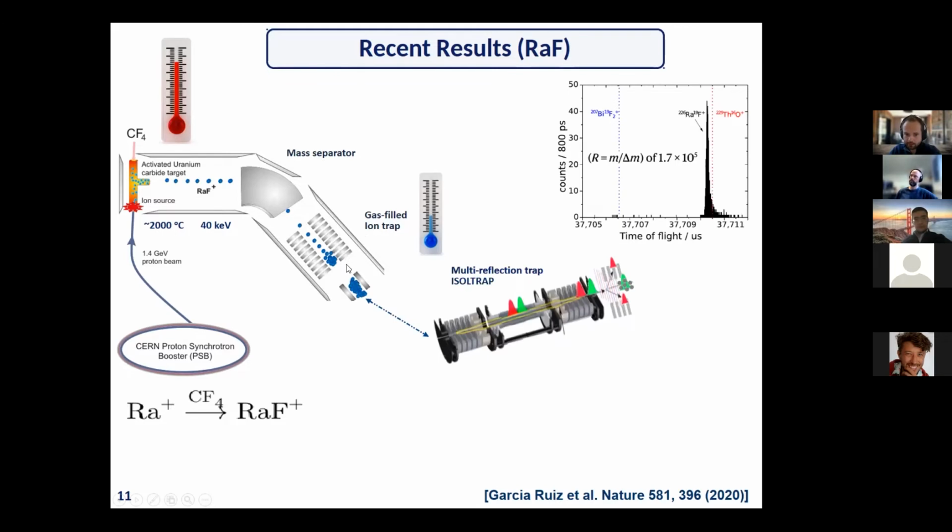So now we use that to bunch and send into another trap, for example, the MR12, the multi-reflection trap, in this case, isol trap, that we use to measure the mass of the molecules. Now we can fine-tune all the parameters in this production to be sure that we are mainly producing radium fluoride, okay? Depending on the temperature, we can either break the molecule, produce mainly radium, or we just tune to best produce radium fluoride plus. Okay, this is an empirical process.